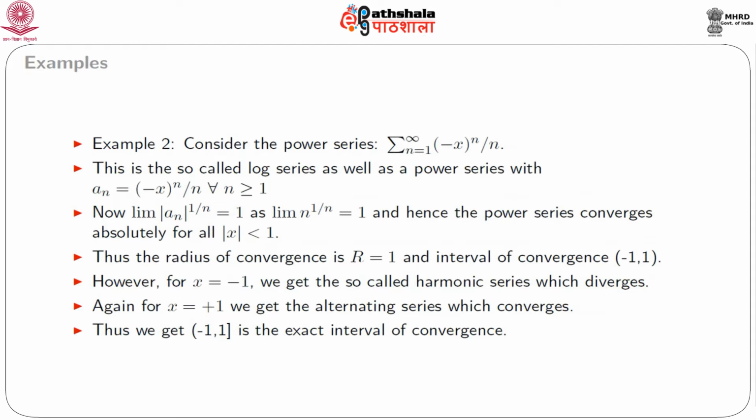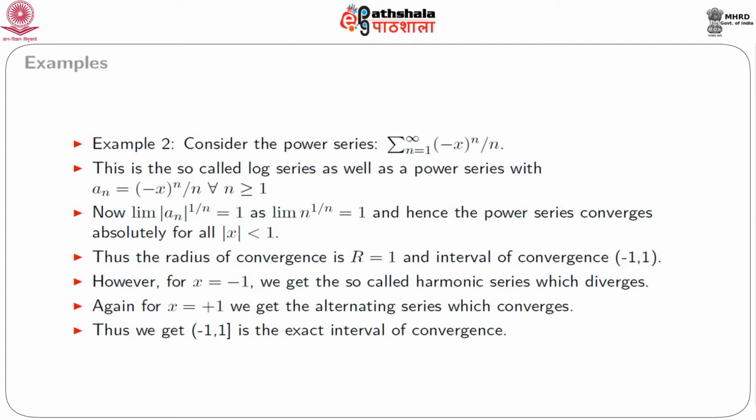So next, consider the power series with nth term (-1)^n x to the power n divided by n. In this case, a n is nothing but (-1) to the power n divided by n. Now limit of absolute value of a n to the power 1 by n is nothing but 1, as limit of n to the power 1 by n can be seen to be 1, and hence the power series converges absolutely for all x such that absolute value of x is less than 1. Thus the radius of convergence in this case is 1 and interval of convergence is -1 to +1.